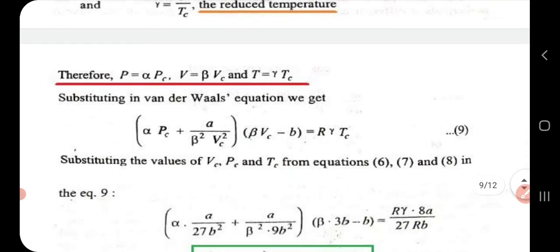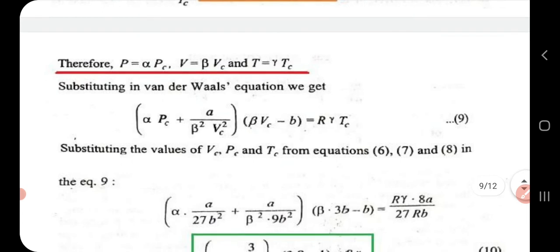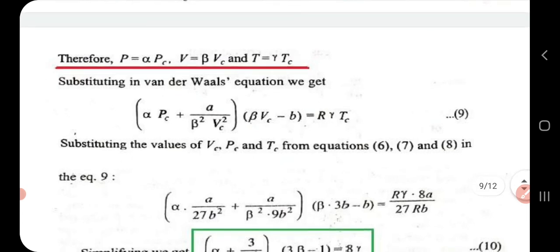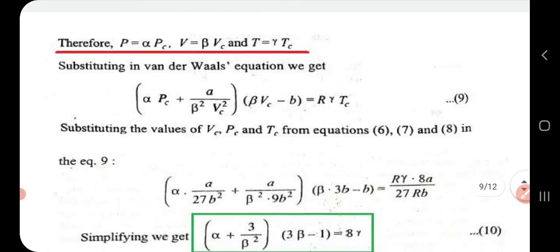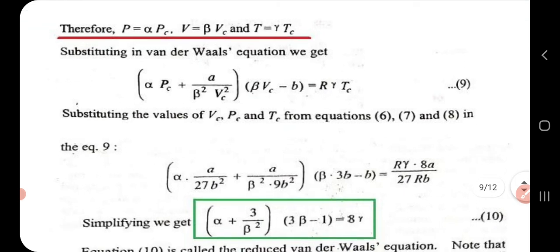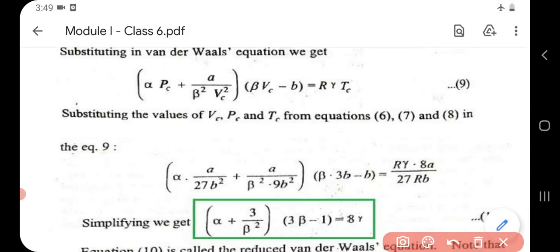So put that expression in our van der Waals equation, that is (P + a/V²)(V − b) = RT. In that equation you have to substitute, as shown in equation 9. After that you have to substitute the value of the critical volume, that is 3b, then the value of Pc, that is a/27b², and the value of Tc, that is 8a/27Rb, in this equation.